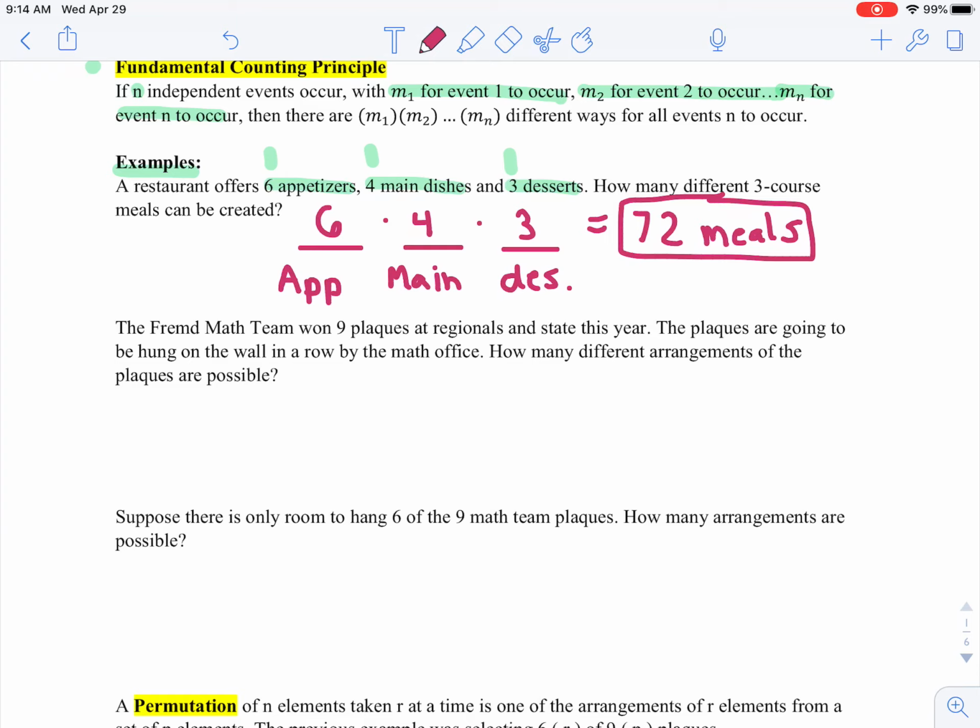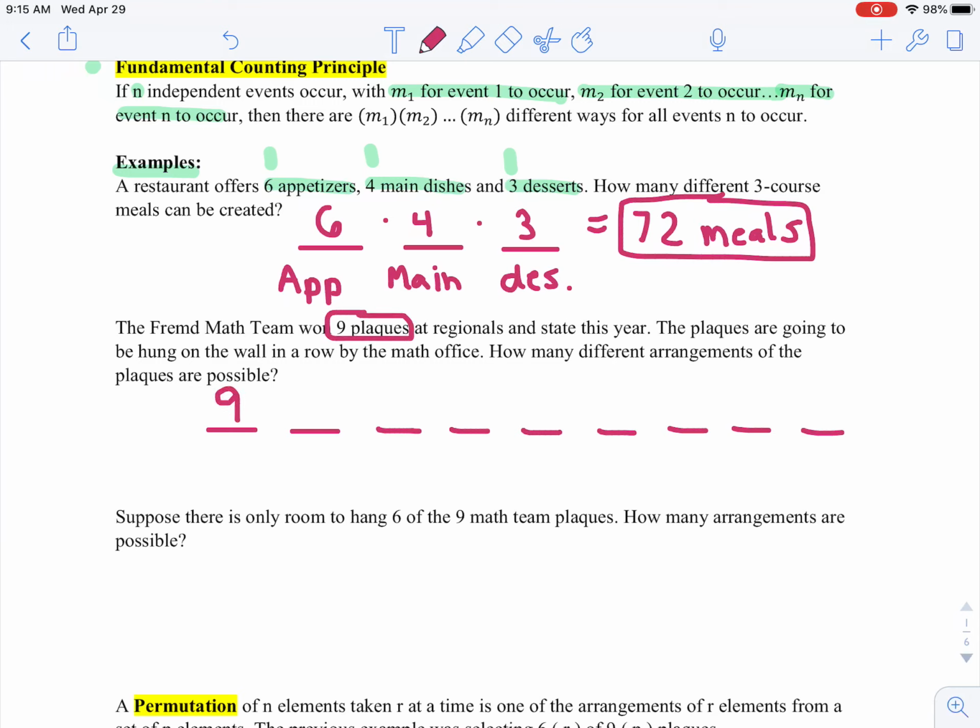The next example here, the Friend Math team won 9 plaques at regionals and state this year. The plaques are going to be hung on the wall in a row by the math office. How many different arrangements of the plaques are possible? And so in this case, our order matters. If I put one plaque first, one different plaque second, I flip them, that's a different arrangement. So really what we're looking at is we have 9 plaques. Well, this could also be called the slot method sometimes. You're placing things in a different spot.